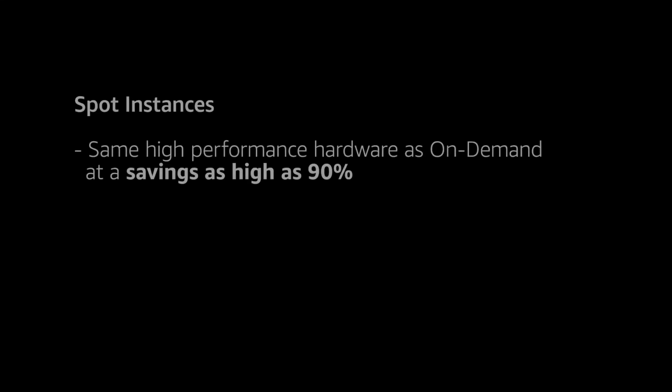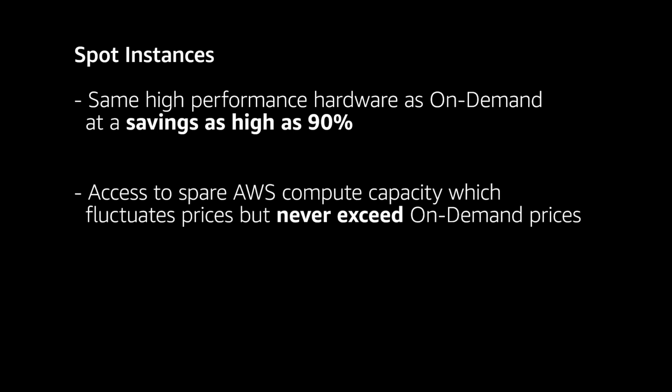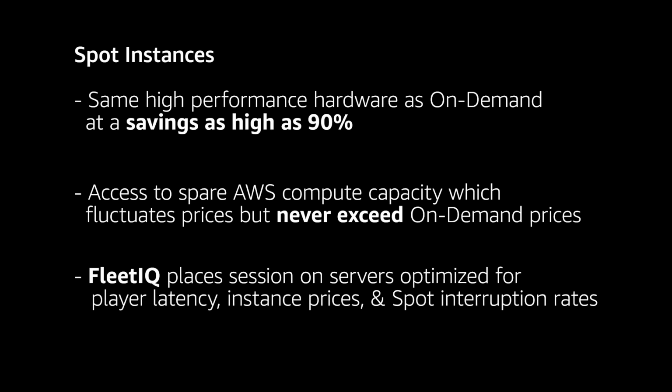So the key difference here between on-demand and Spot is that on-demand is a reserved instance where you pay for what you use. Spot instances get you the same high-performance hardware as on-demand at a savings of up to 90%. That's because Spot offers access to spare AWS compute capacity, meaning prices fluctuate based on supply and demand, but they'll never exceed on-demand prices. Spot instances may be interrupted when AWS needs that capacity back, but we've got you covered with FleetIQ. What FleetIQ does is that it automatically places your sessions on the best server based on player latencies, instance prices, and Spot interruption rates.